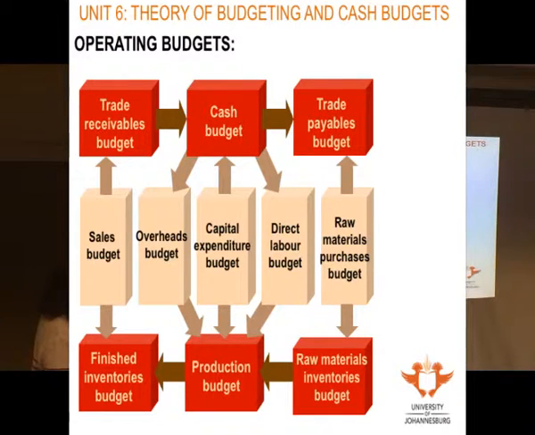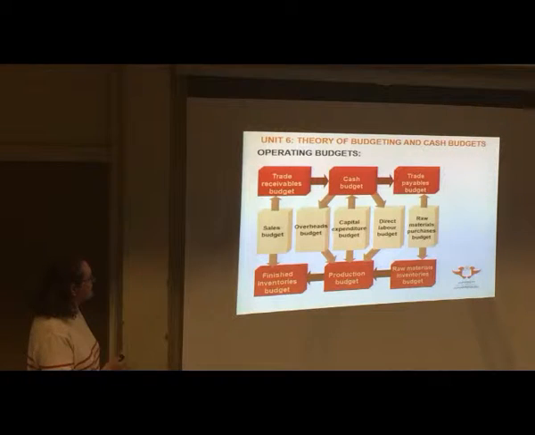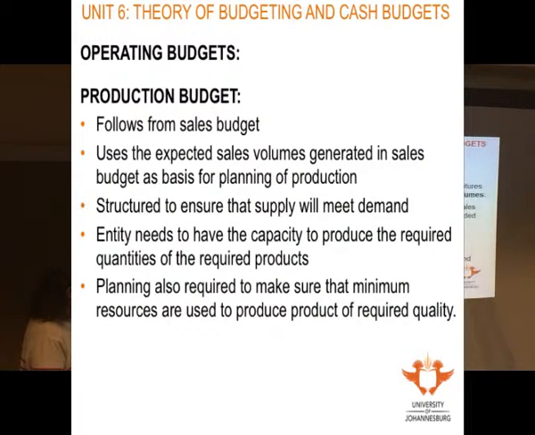Here's your picture of how everything fits together. Okay, these are your operating budget, your trade receivables, that's your cash budget there. So from there we've got your sales budget. This is the first example that we're going to be doing.